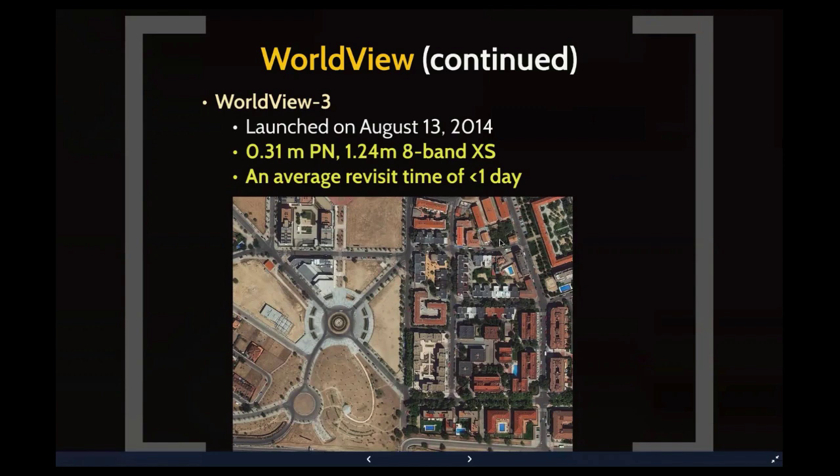So the revisit time is very frequent, can be done as frequently as less than a day, 24 hours. And actually, many of the uses for the high resolution images are disaster management. They can really take frequent shots within 24 hours before and after a wildfire, before and after flooding, just to observe change over time.